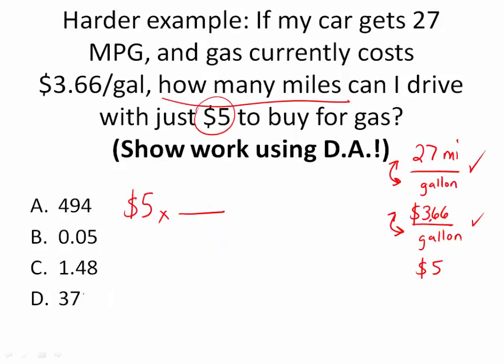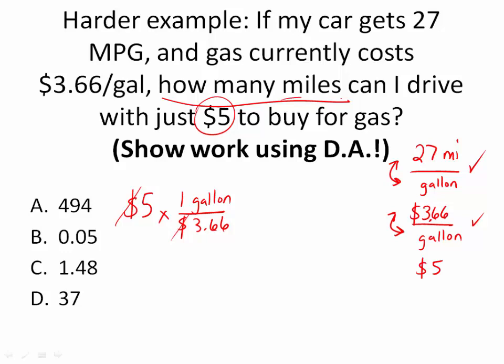So $5, and reminding ourselves, I want to figure out how many miles I can drive with that. The first thing I need to know is how much does a gallon of gas cost? And normally we say cost per gallon. How many dollars is it per gallon? But here we need to be a little strange. We need to say 1 gallon has a cost of $3.66. Why did I flip it? I flipped it because I had dollars on top already, and I need my dollars to go on the bottom so I can cancel them out. So now dollars are gone, and I have gallons.